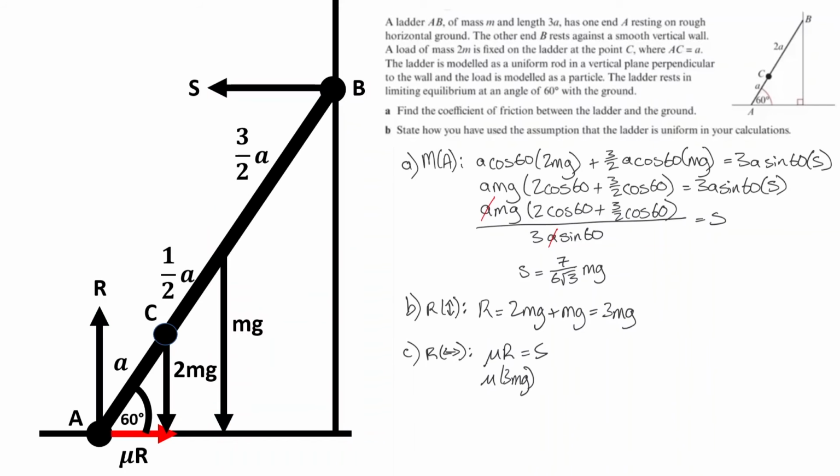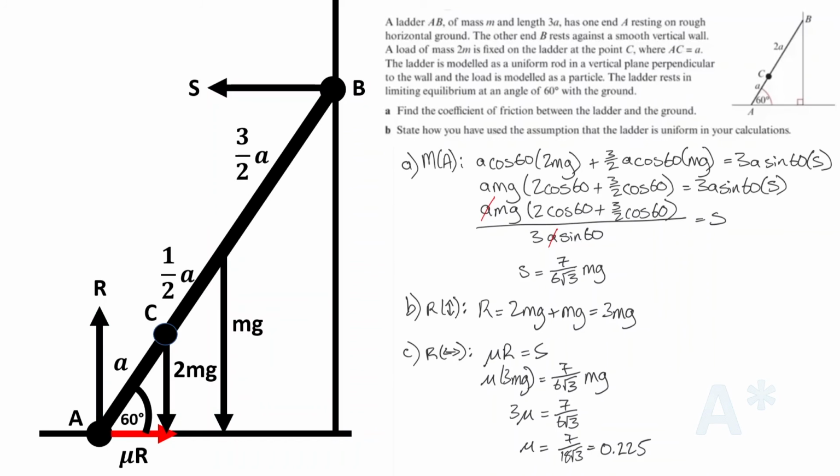Mu times 3 mg equals 7 over 6 root 3 mg. The mg's are going to cancel. I've got 3 mu equals 7 over 6 root 3. From there we see that mu is 7 over 18 root 3. And if we want that as a decimal, we get 0.225 to 3 significant figures.